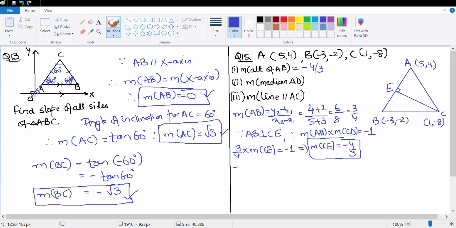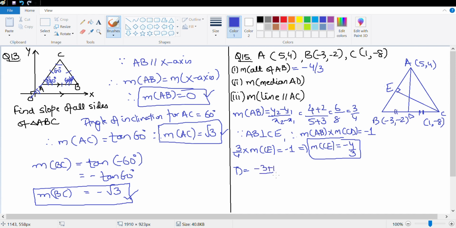Perfect. Let's look at part 2, the slope of median AD. So a median is the line which joins the opposite vertex to the opposite side and it divides it into two equal parts, which means BD and DC are equal. So to find the slope of AD, first I'll need to know the coordinates of D. So D will be equal to, since the ratio is 1:1, which means this is the midpoint, I will apply the midpoint formula.